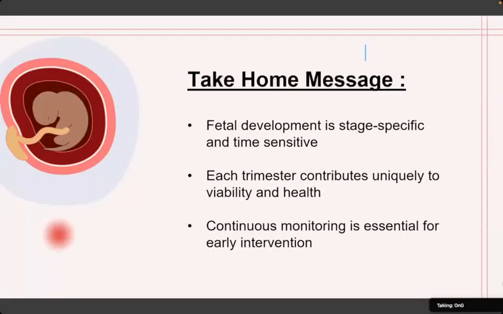So the take-home message is fetal development is a stage-specific and time-sensitive aspect. Each trimester contributes uniquely to viability and health, and continuous monitoring is essential for early intervention.